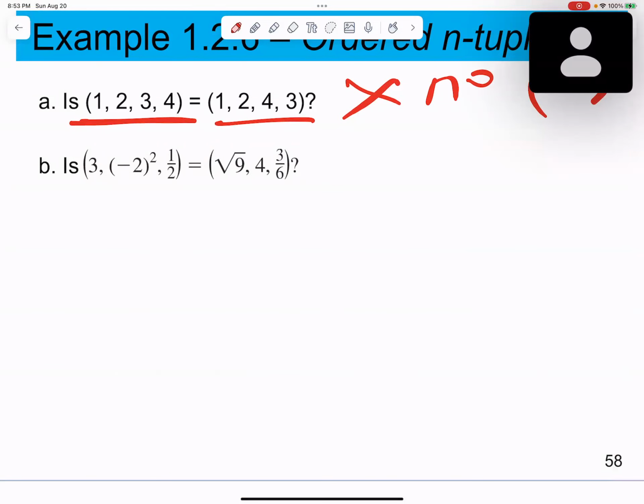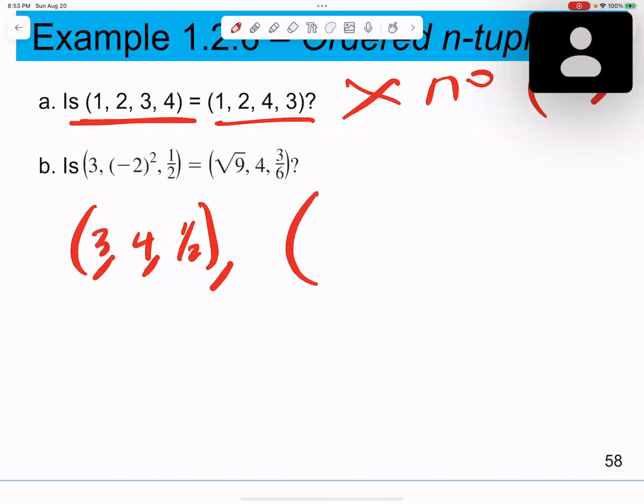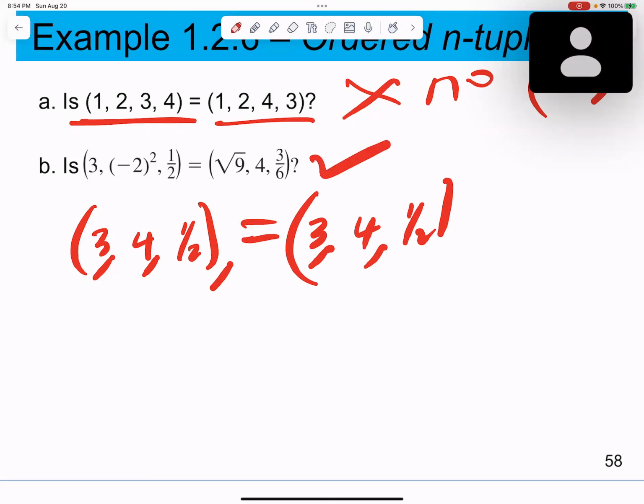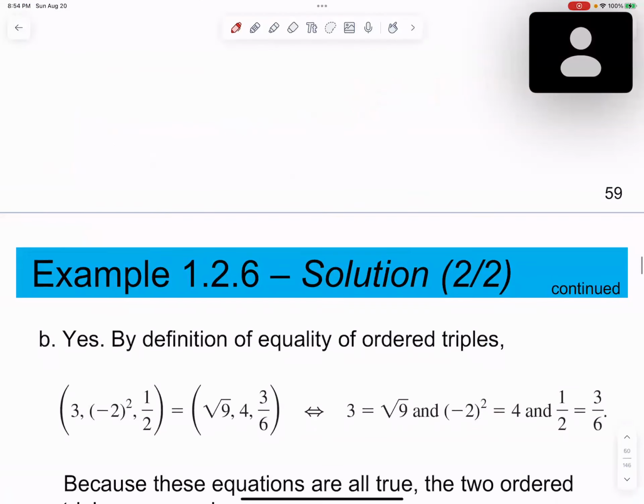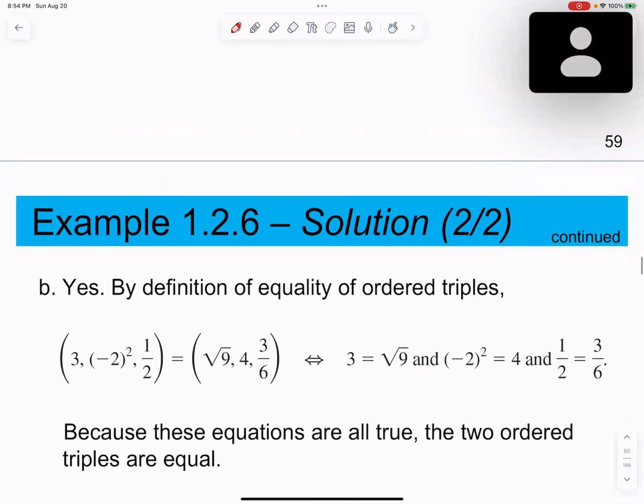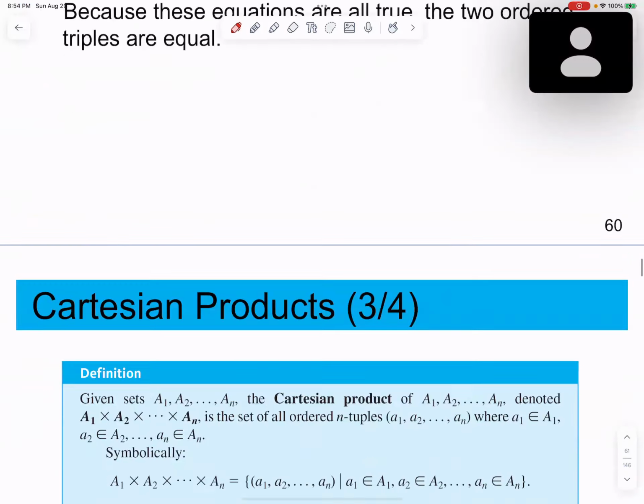Is this one equal to this? Let's look at it. You have (3, 4), 1/2. And this is what? (3, 4), yeah, 1/2. So this is equal to this. So this is right. So these are the same. All right. Okay. So this is correct.